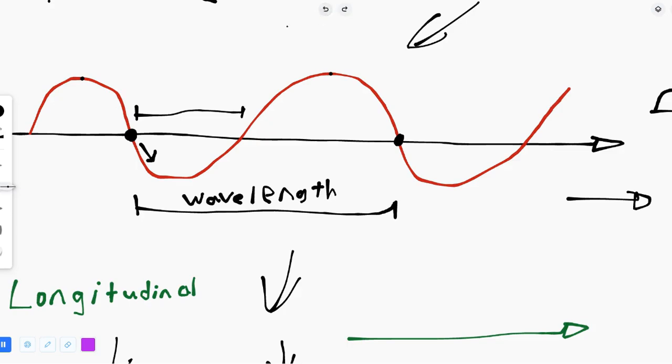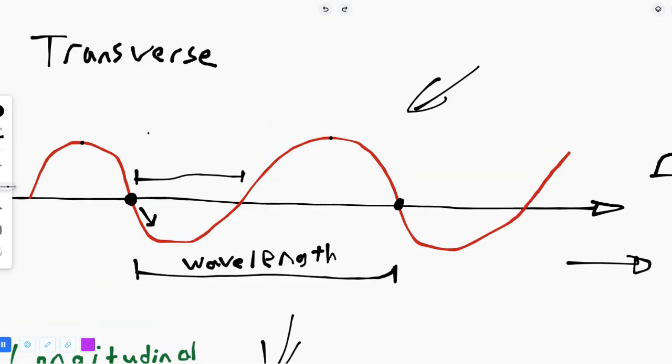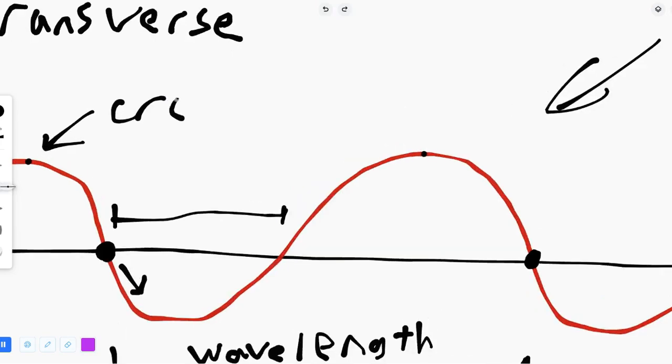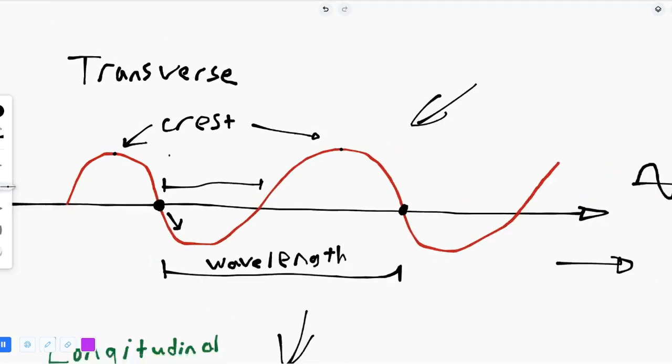All right, so the next thing we're going to talk about is crest. So the crest is the very top part of the wave. It's the highest point. So like that, for example, is a crest. Okay, that's bad. I'll write that better. So that right there is a crest. And so is that right there. So both those points are crests.